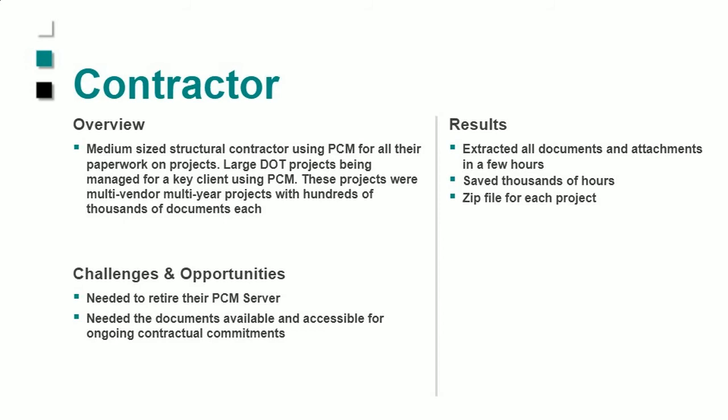And the reason they wanted to do that was, they've got a contractual commitment to keep the documents for 7 years. And they didn't want to have to spend money maintaining the server for 7 years because it had to have special features, special Java, and all that good stuff. So they decided it was more cost effective to retire the PCM server and extract the documents. Okay, so again, the same benefits are there. They save thousands of hours doing the extracts manually, and they have the confidence that all of the documents were extracted. Okay, which is a big deal.